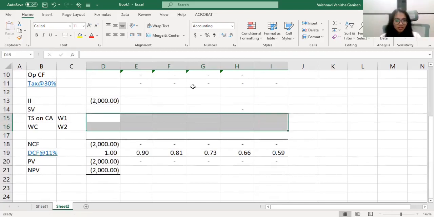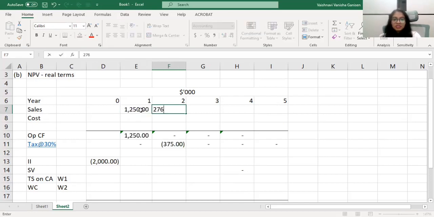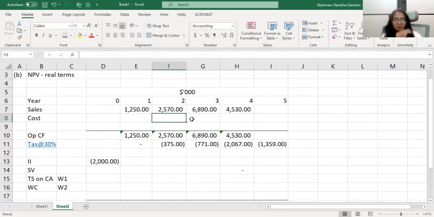This information. All right, now what you do is you go back to the question, you just copy paste the information, because what he gave you is already the real cash flow, which does not include inflation. So equals to 1250, 25750, 2570, 6890, 4530. Okay. Now the cost negative 500.